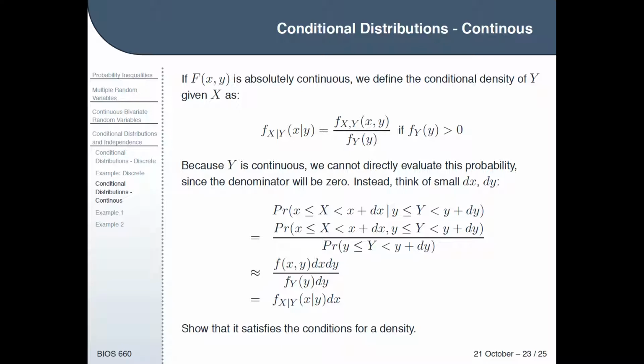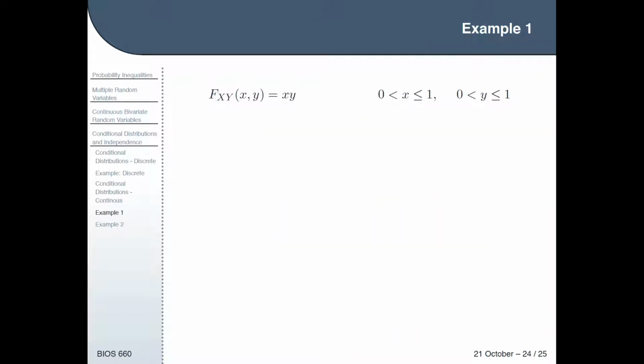And yeah, you can show that this satisfies the conditions of a density and that it integrates to 1 and so forth. I won't bore you with that, but you can trust me the math works, or I think it's in Casella and Berger if you really want to see it.